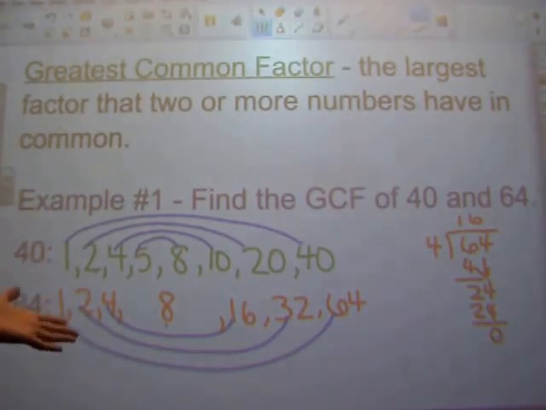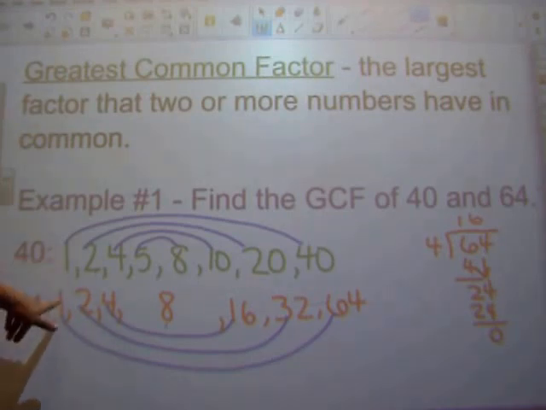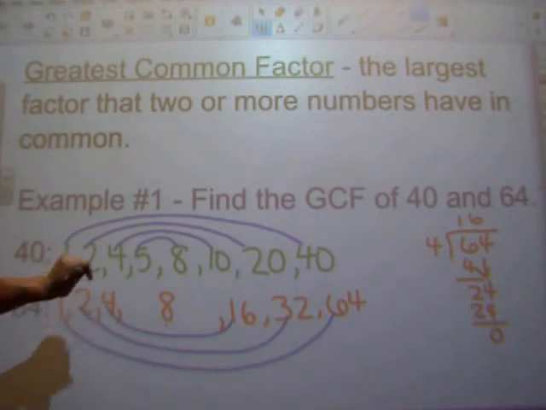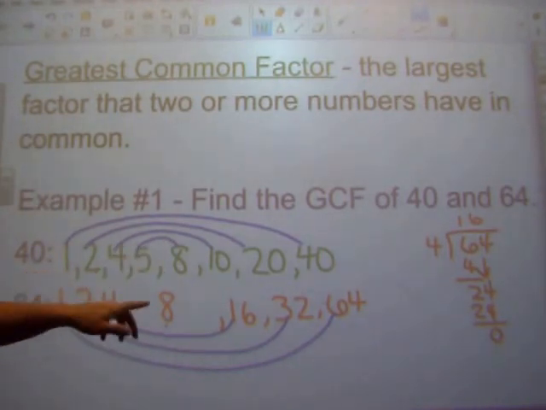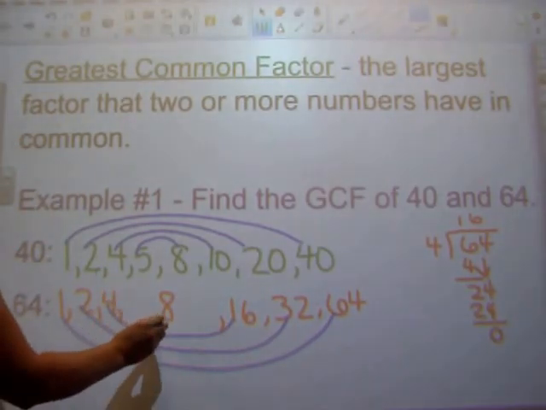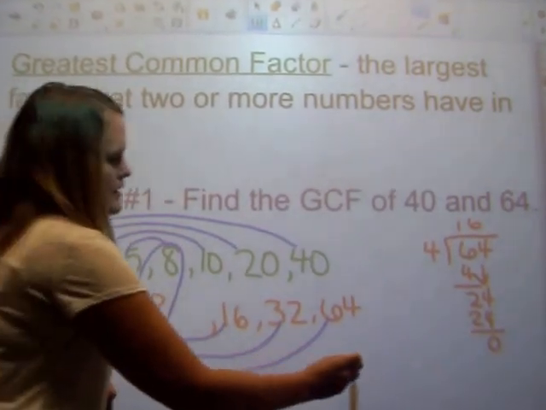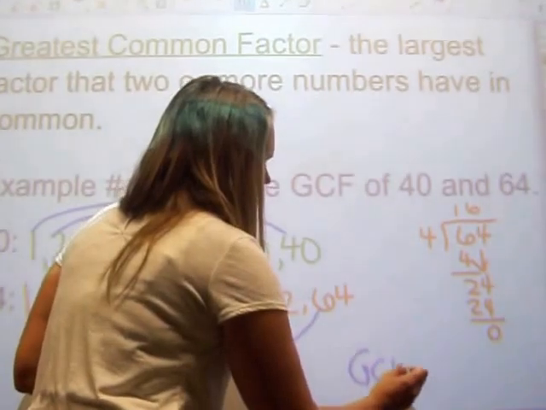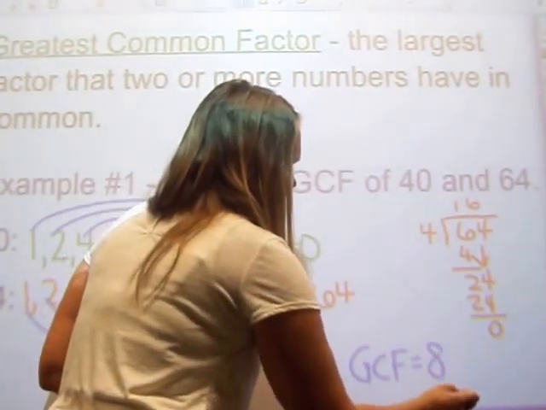Alright, so we've listed all the factors of each number. Now we need to find the greatest common factor. Let's see, they have 1 in common, 2 in common, 4 in common, 8 in common, no 16, no 32, no 64. So here, 8 is our greatest common factor.